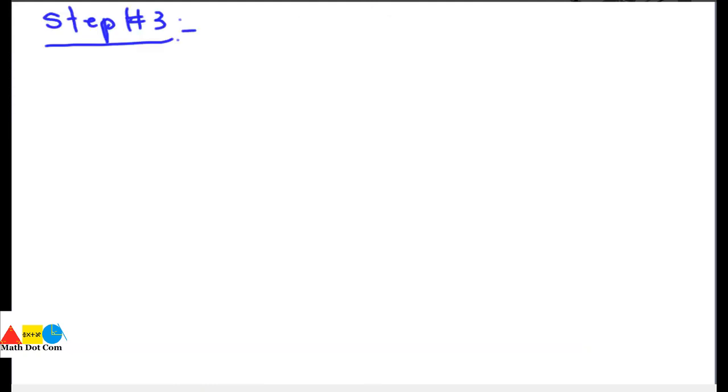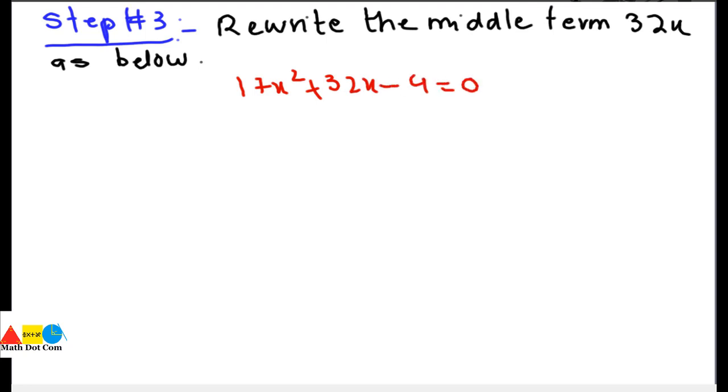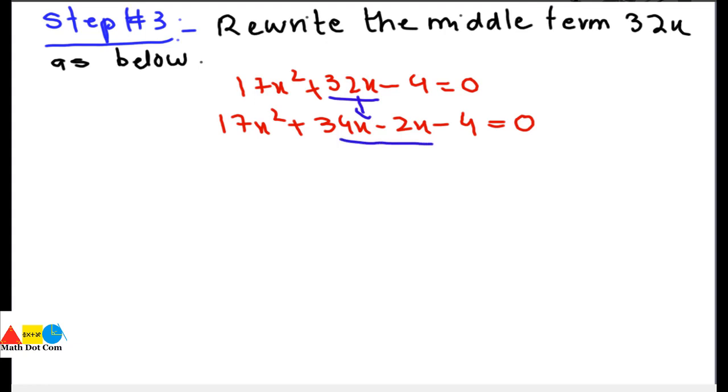Step number 3. What we have to do in step number 3? Rewrite the middle term, that is 32x, as below. We were having the equation as 17x square plus 32x minus 4 equals 0, and the pair we have already found gives 17x square plus 34x minus 2x minus 4 equals 0. So this is step 3, in which we have replaced this 32x with the pair 34x minus 2x.